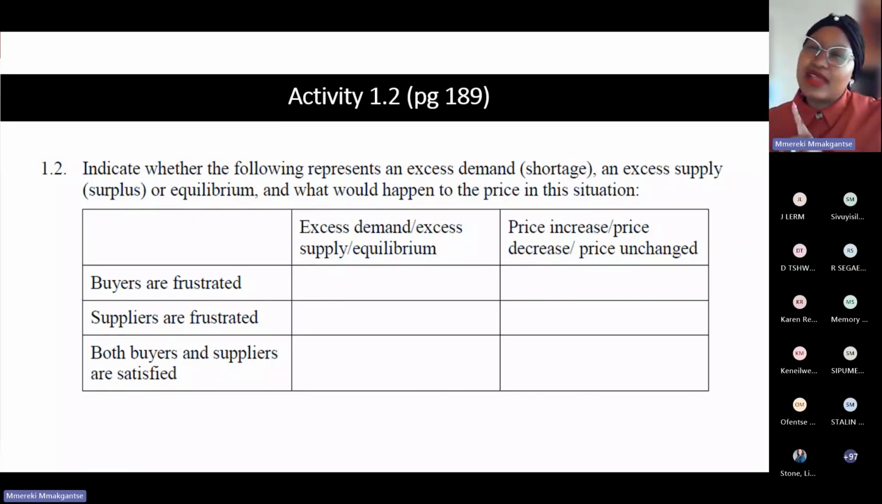I'll go back to the example that you must never forget. They are supplying you with your phone, your hair, or Takealot is supplying you with something. That is the supplier, that is the producer. Remember the positive relationship between price and quantity from last time. Now, if suppliers are frustrated, we have established excess supply. Does the price increase, decrease, or is it unchanged?